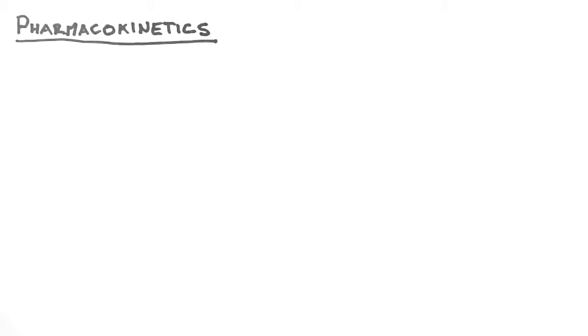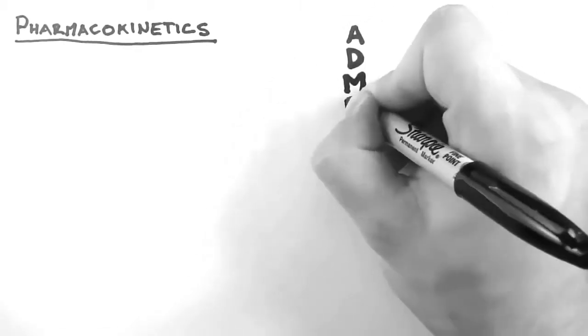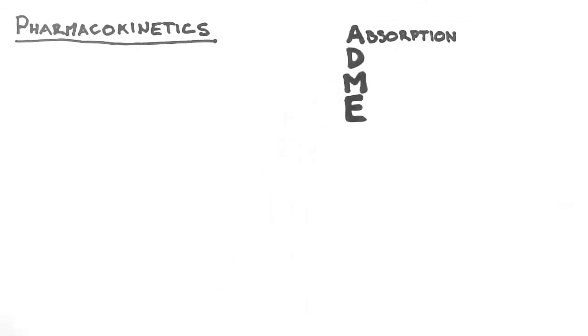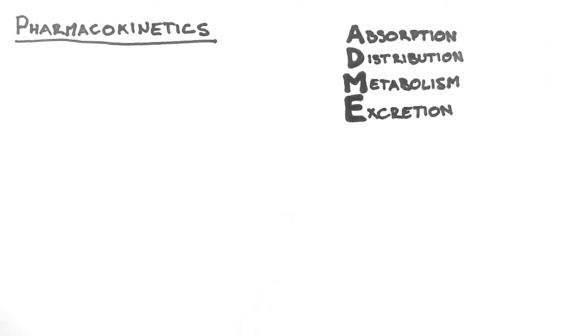So let's begin with a pharmacokinetics acronym you'll find in every textbook of pharmacology. ADME. A-D-M-E. This stands for absorption, which is how the drug gets into the body. Distribution, which is where the drug goes to in the body. Metabolism, which is how the body chemically modifies the drug. And finally, excretion, which is how the body gets rid of the drug.